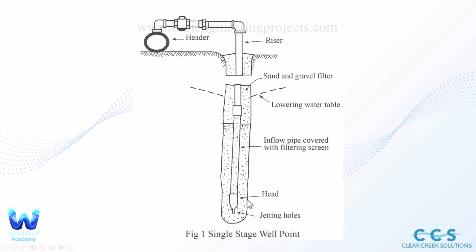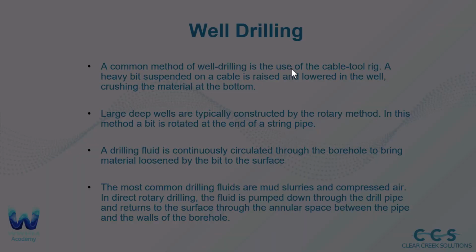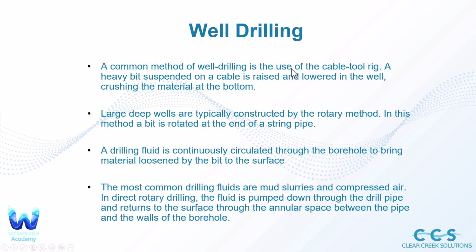So you can see here a single stage point well. We've got the head, the jetting holes, inflow pipe covered with a filtering screen, and then the riser, and finally the header with the sand and gravel filter. A common method of well drilling is the use of the cable tool rig. A heavy bit suspended on a cable is raised and lowered in the well, crushing the material at the bottom.